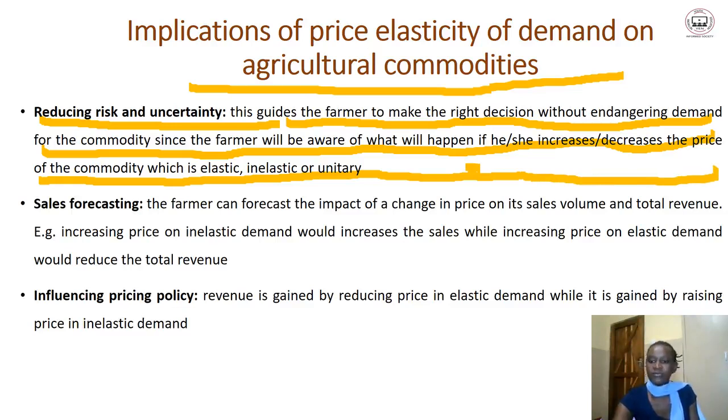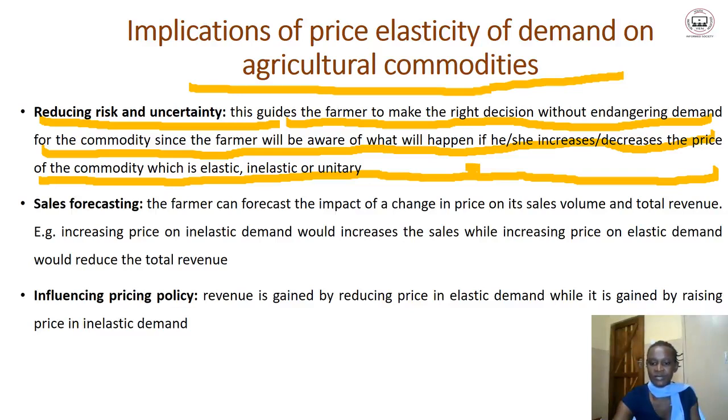For example, if you increase the price which is elastic, if you just increase a little bit, we're saying that there is a dramatic change in quantity demanded. But if you also just slightly decrease the price, there is also a dramatic change in quantity demanded.